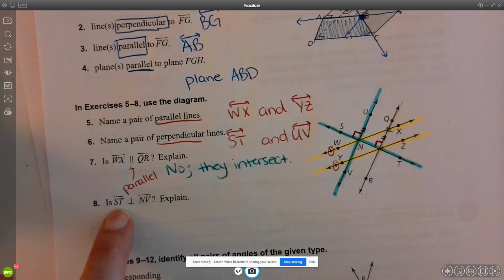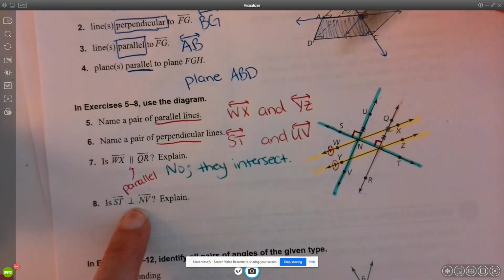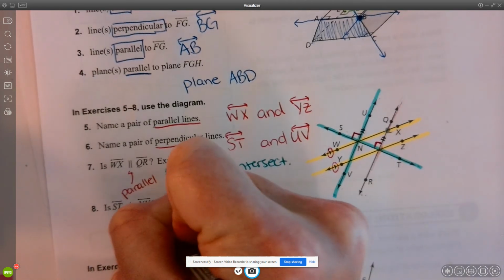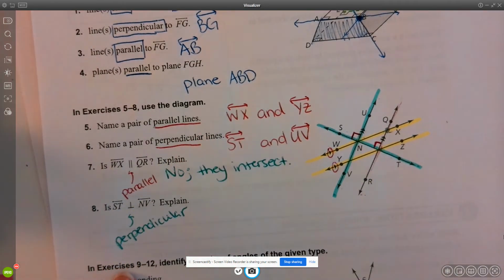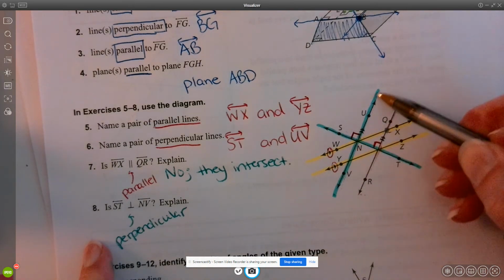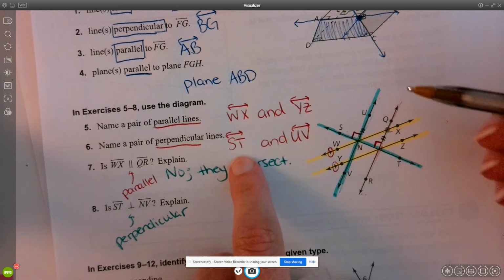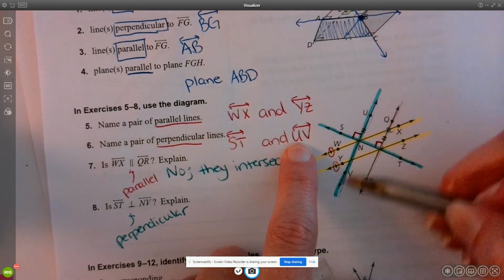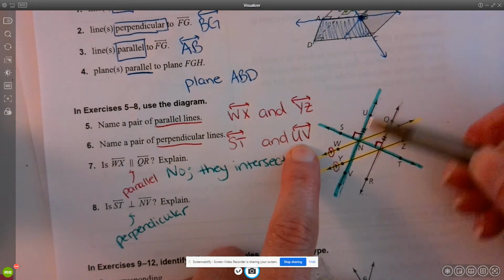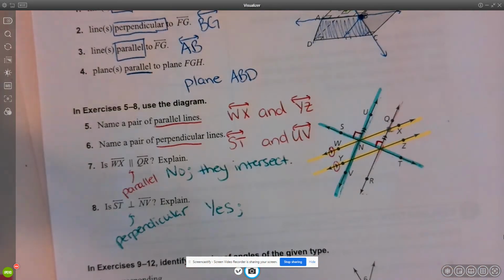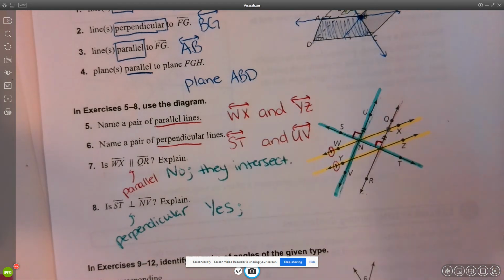Number 8 is line ST perpendicular to line NV? That's this line here. We've already actually answered this question. We just called it a different name. So line NV is just another name for line UV. So we're going to say yes, they're perpendicular. And my reasoning is they intersect at a 90-degree angle.